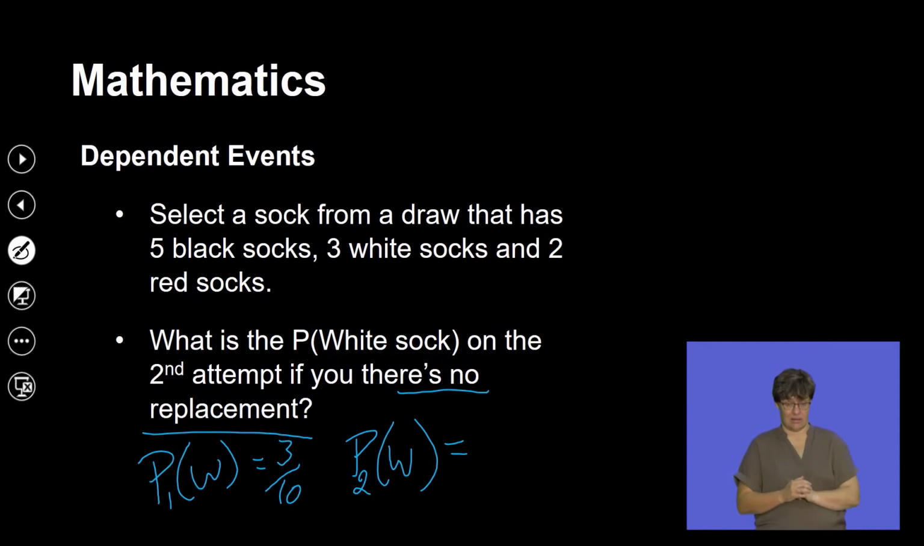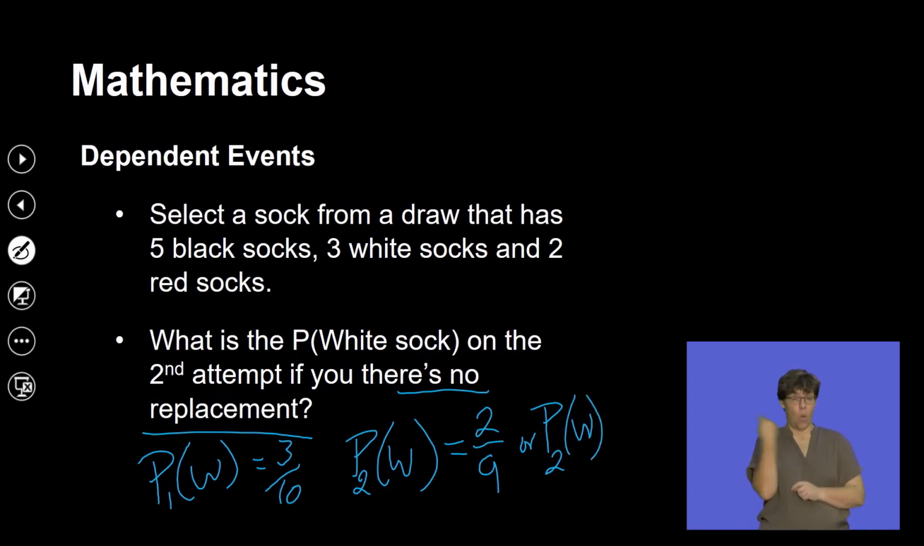So if you look here, it would be a probability of 2 out of 9. And can you see, by taking the first probability, the second probability has changed. If I didn't choose the white sock the second time, there is an alternative. If I didn't choose a white sock, then I could still have had 3 white socks left in the drawer, and I've still got 9. But the probabilities are not the same as they were at the beginning.